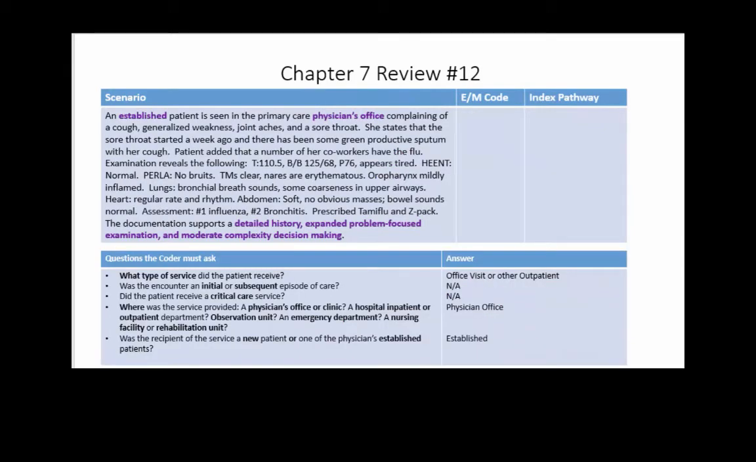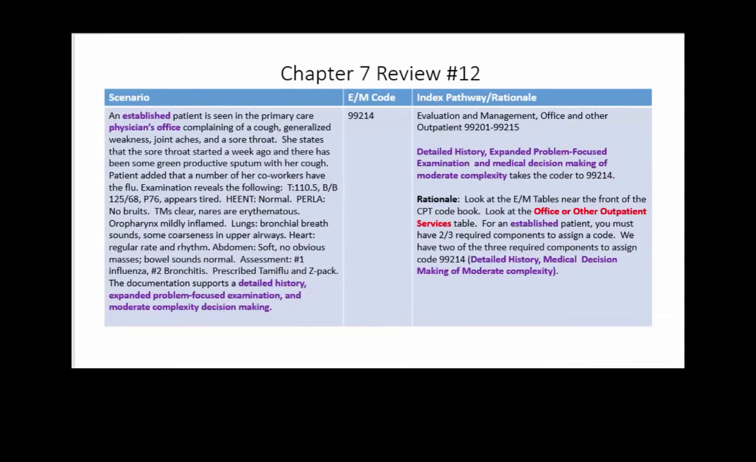Number 12, you've got an established patient back in the doctor's office, much more information given in the documentation, with a detailed history, expanded problem-focused exam, and moderate complexity decision-making. Go back to our tables. For an established patient, you have to have 2 of the 3 required components, and we have 2 of the 3 to assign 99214. We have detailed history and medical decision-making of moderate complexity.